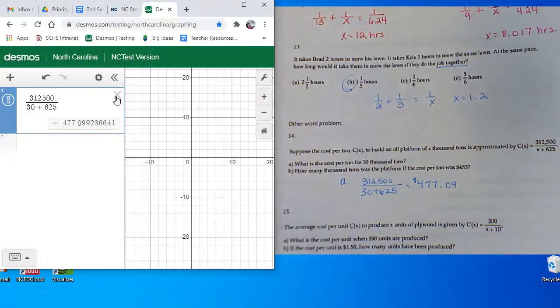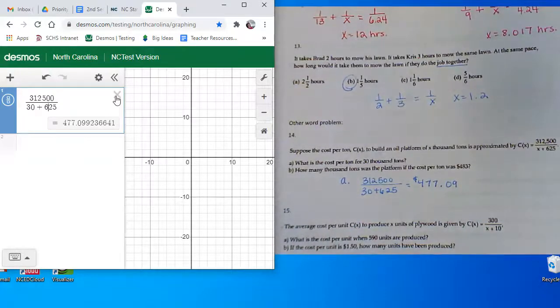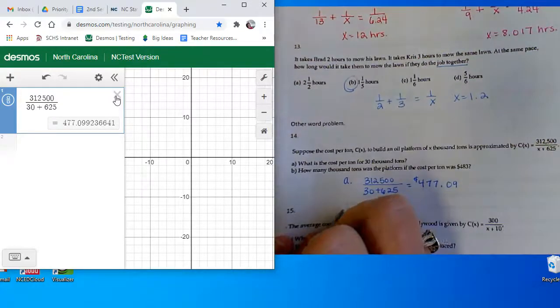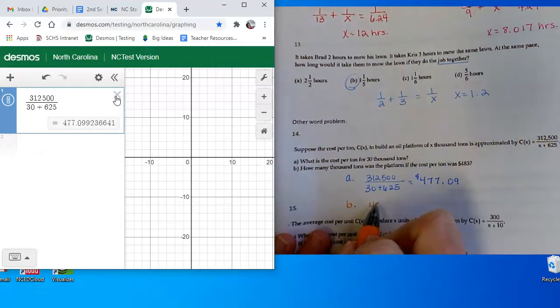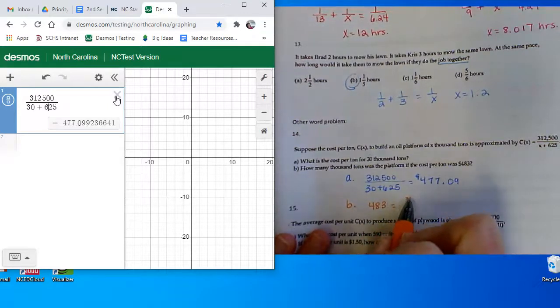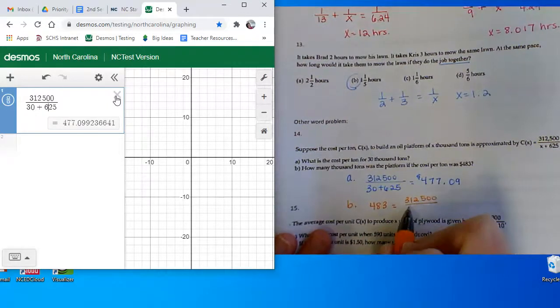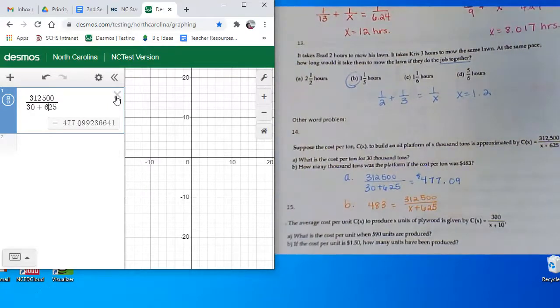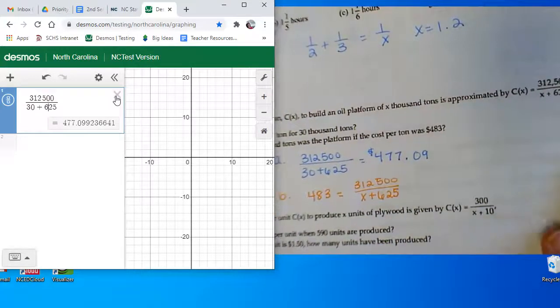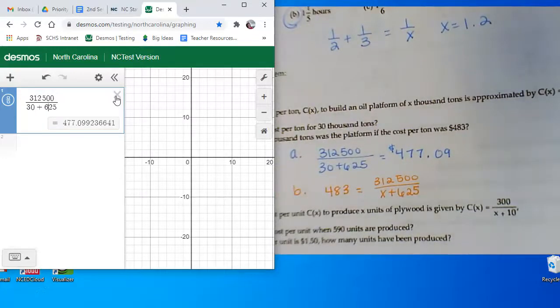Okay? In B, it says how many thousand tons was the platform if the cost per ton was 483. In this question, they're telling me that we know the cost and we want to figure out how many tons. So the difference is that we know the C. So 483 is going to go where the C is. And you end up with an equation that you have to solve. Okay? And for this equation, you can just do it in Desmos the way that we have been doing them in Desmos.